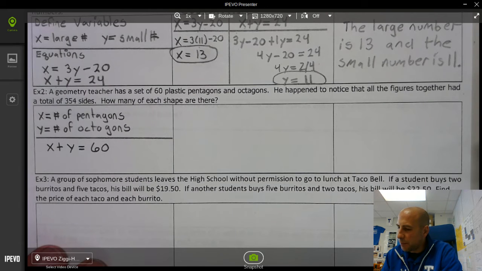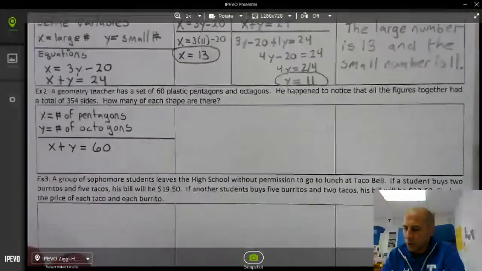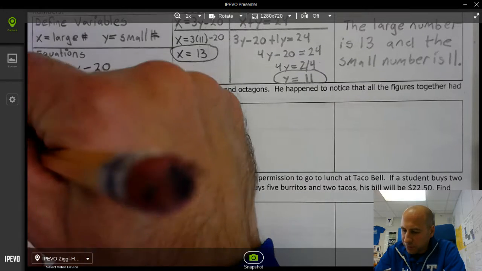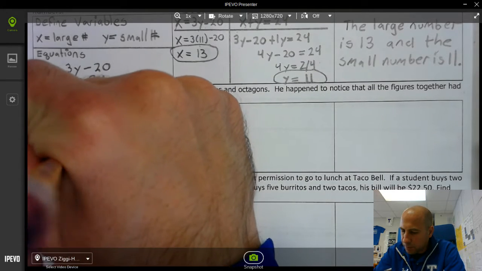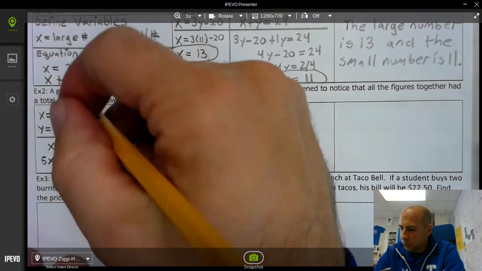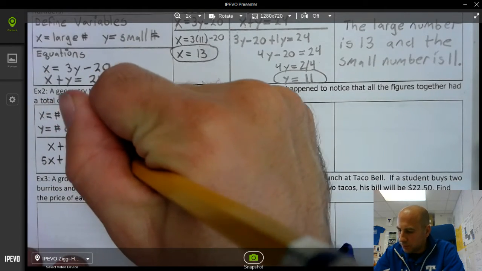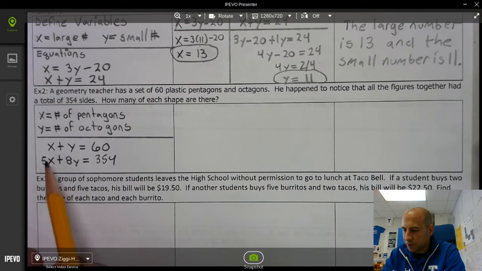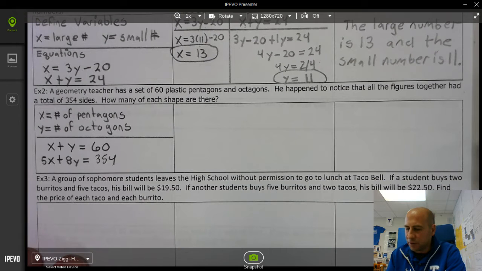Now it says he happened to notice that all the figures together had a total of 354 sides. Well, we know pentagons have 5 sides, so that's 5x, plus octagons have 8 sides, so it's 8y, and that equals 354 sides. Notice sides go with sides. Okay. Now at this point, we're going to solve the system.